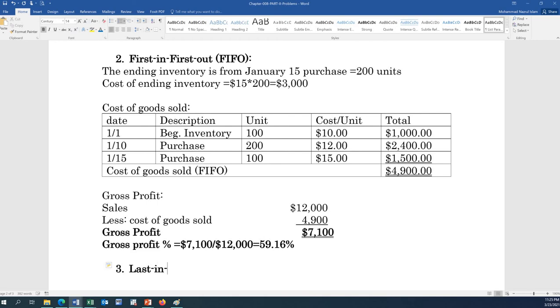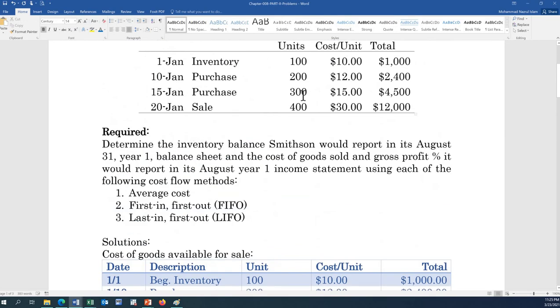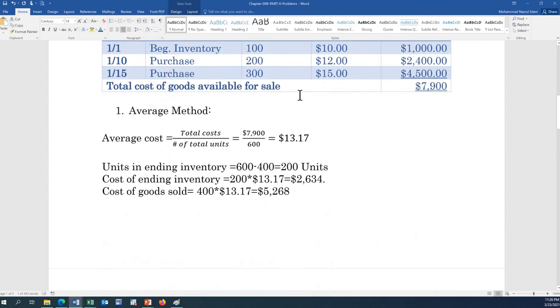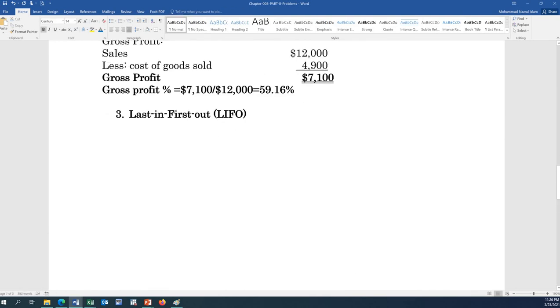And number 3, last in, first out, LIFO. Under LIFO, see what we do, we sell from the last unit. So we will be selling 300 units from the January 15 purchase, and then 100 units from the January 10 purchase. From the January 10 purchase, we will have 100 units in hand, and another 100 units will be from January 1st.